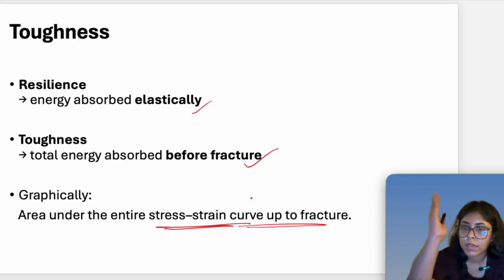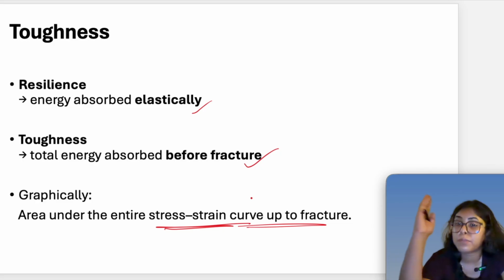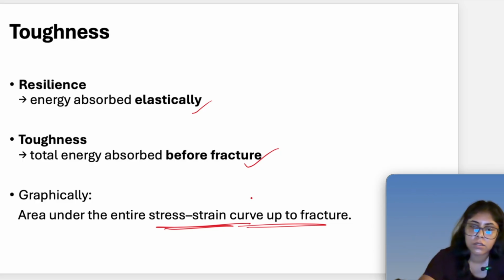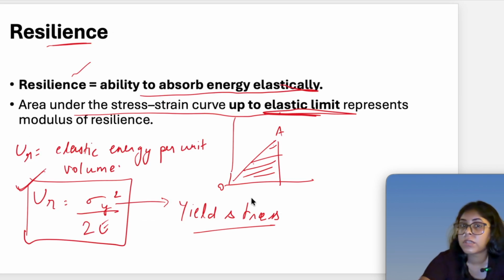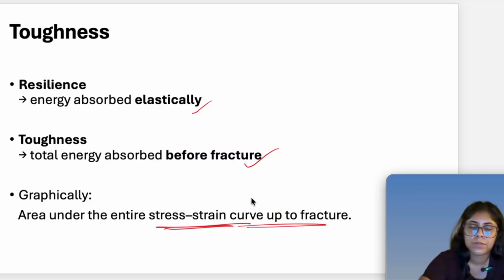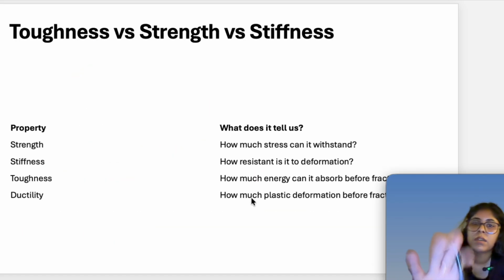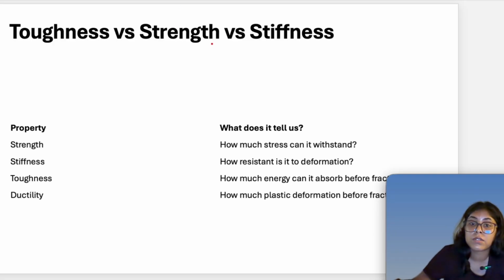So resilience is up to the elastic limit, toughness is up to fracture, the total area. Toughness is the energy which can be absorbed up to fracture. Resilience is the energy which can be absorbed up to the elastic limit. So this is toughness versus strength versus stiffness. These are also some of the terms.